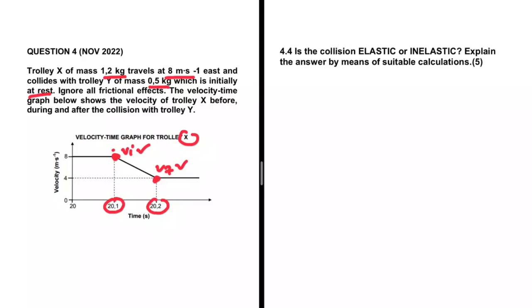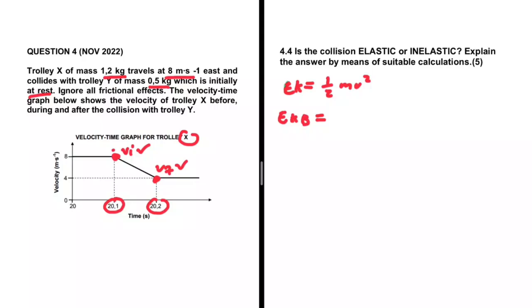Before we answer this question, the first thing we want to do is to say that EK is equal to a half mv squared. This is just the equation for kinetic energy. You want to write that equation down. As soon as you write that equation down, you have a mark, right? And then after that, you can determine whether the collision is elastic or inelastic. So how do you determine that? You calculate the sum of the kinetic energy before the collision and see if it is equal to the sum of the kinetic energy after the collision.